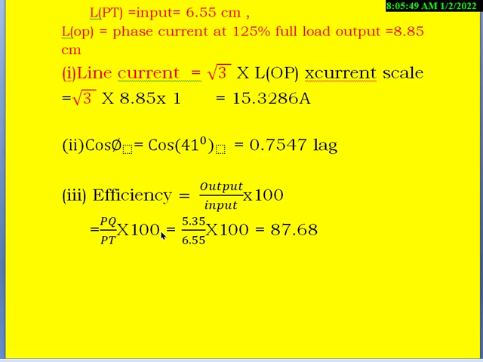Similarly, we can calculate the efficiency of this motor at 125% of the full load. That is PQ divided by PT into 100. PQ represents the output, which is 5.35 centimeters, and the input is measured as 6.55 centimeters. Because both output and input have the same units, we use these distances without converting them into power. Multiplying by 100, we get 87.68 percent.